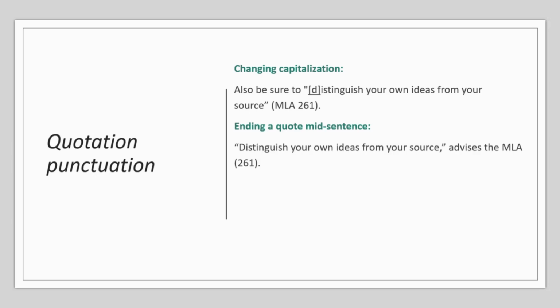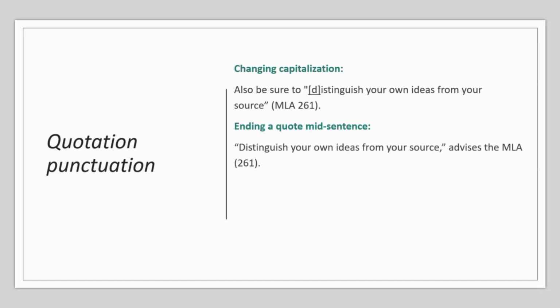And you can freely change a period to a comma in the quote if the sentence of the quote ends in the middle of your sentence. So basically what that means is distinguish your own ideas from your source. Your sentence continues, but this one ends. This one had a period in the original. You can replace that with a comma without showing that alteration. That, in fact, shows that that possibly was the end of the sentence.